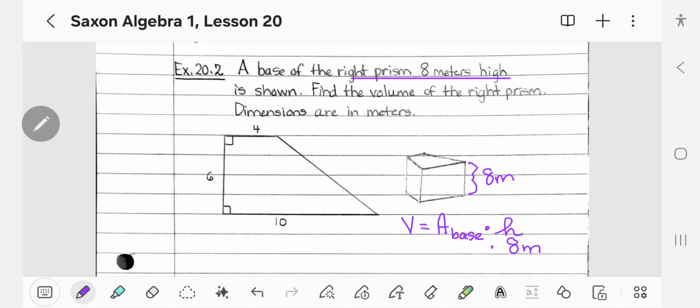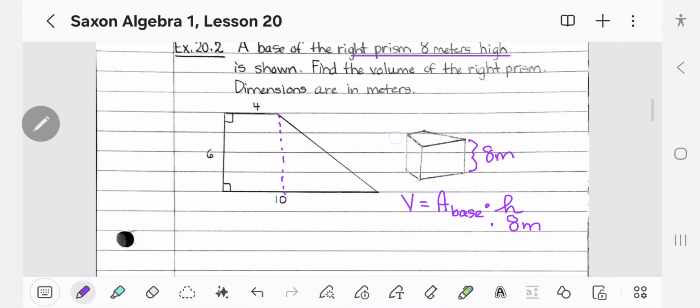Well, I don't know a formula for anything that looks like this, okay? So what I'm going to do is split this up into two shapes that I do know. I know that this is a rectangle, okay? Now be careful, this 10 is that whole length here. So that's not going to be helpful at the moment. But I do see that this is 4 and this is 6. So this area would be 4 times 6, which is 24, and the dimensions are in meters. So that's 4 meters times 6 meters, which is 24 square meters.